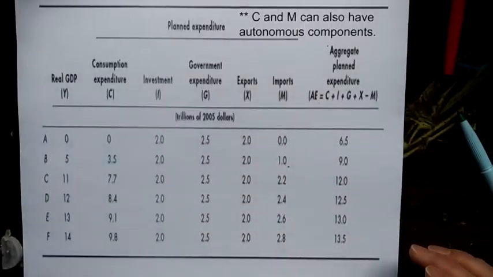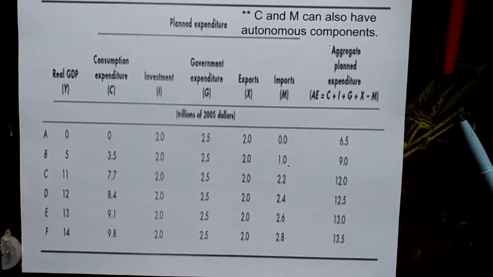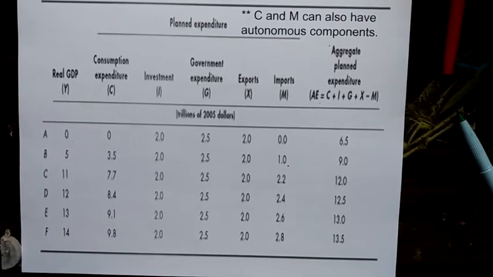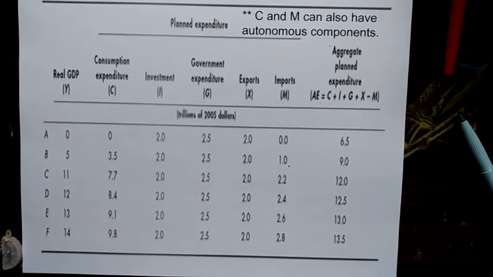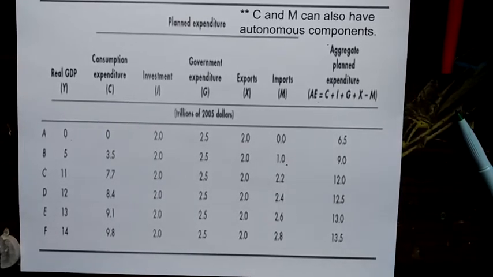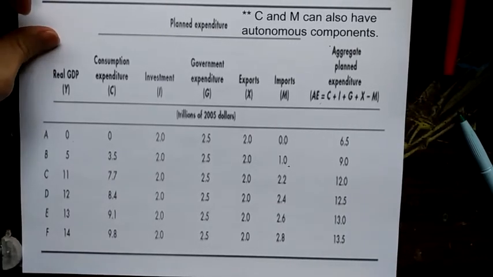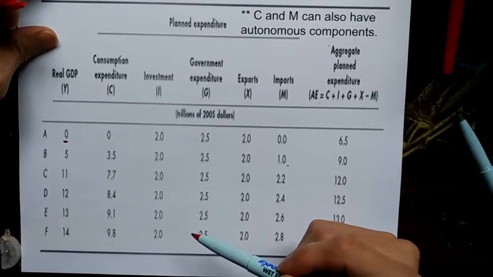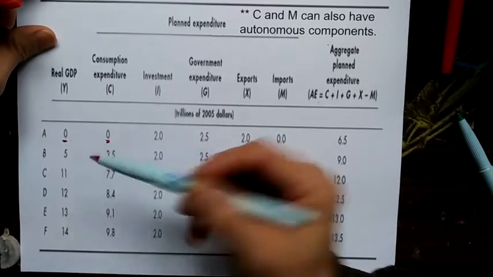Okay, same table. What kind of question can I ask from this table? Or what kind of information can you get from this table? First, what is the autonomous consumption? Answer? Remember, what is the autonomous consumption? Autonomous consumption is the consumption level when income is equal to 0. Therefore, autonomous consumption is 0.